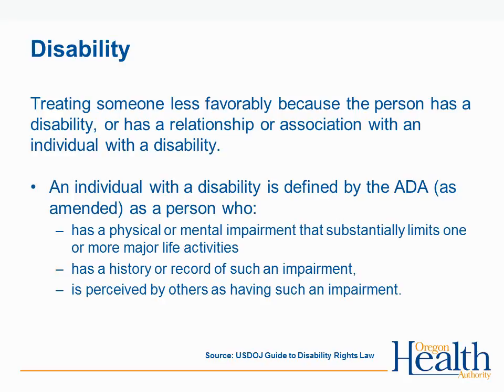Disability discrimination means treating someone less favorably because the person has a disability or has a relationship or association with an individual with a disability. An individual with a disability is defined by the ADA as a person who has a physical or mental impairment that substantially limits one or more major life activities, a person who has a history or record of such an impairment, or a person who is perceived by others as having such an impairment. The ADA does not specifically name all of the impairments that are covered.